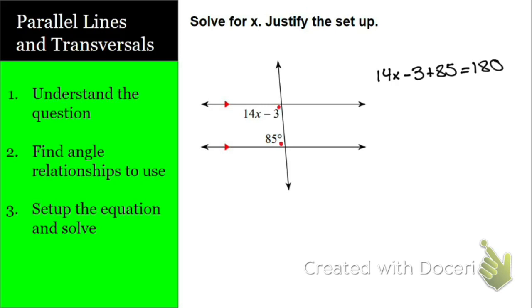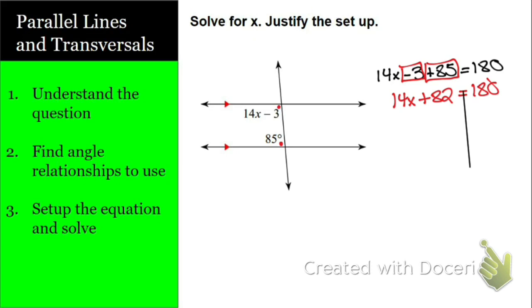If we do that, we have to combine like terms. So we have negative 3, positive 85. If we combine those two, what we get is a positive 82. We'll bring down our 14x and our equal to 180. We're going to split it down the middle.